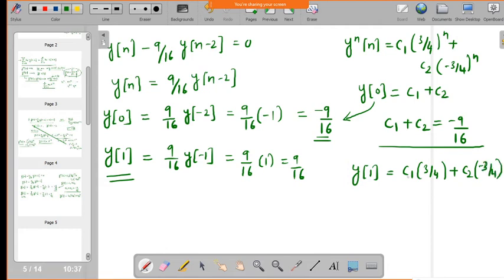Okay. So now you know the value of y of 1, which is equal to 9 by 16, which is equal to 3 by 4 C1 minus 3 by 4 C2. So now this is equation 1, and you can treat this as equation 2, and find out the values of C1 and C2. What are the C1 and C2 values? Find it out.